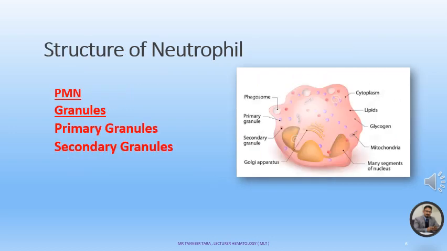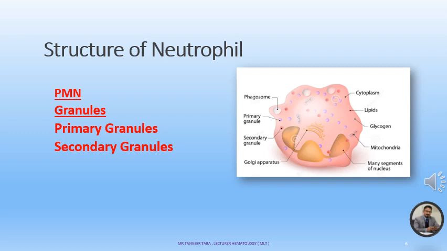As I have discussed earlier, two types of neutrophils are normally present in the peripheral circulation: the neutrophilic band cell, which is commonly referred to as a band cell or stab cell, and the segmented neutrophil, which is commonly referred to as a polymorph neutrophil. We are using the term in two places. Whenever we are using PMNs, it means polymorphonuclear cells. And when we are using specifically PMN, we are using it for polymorph neutrophil.